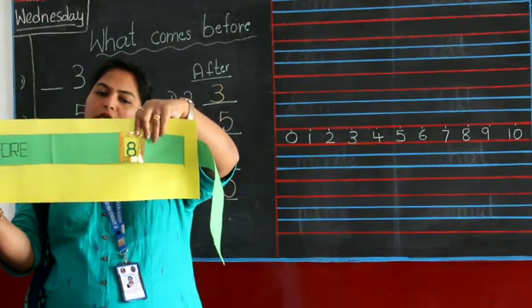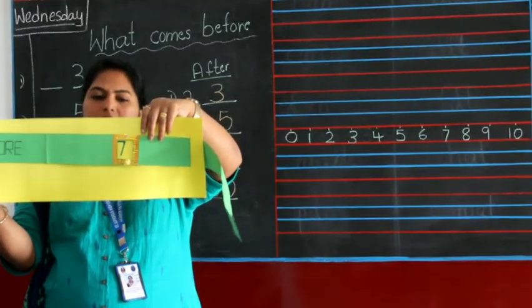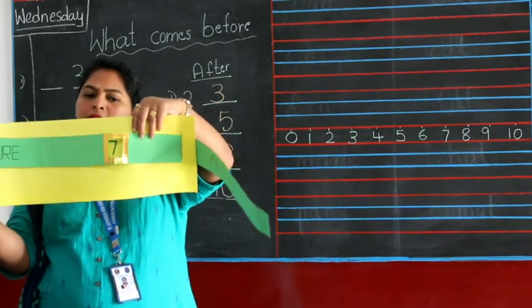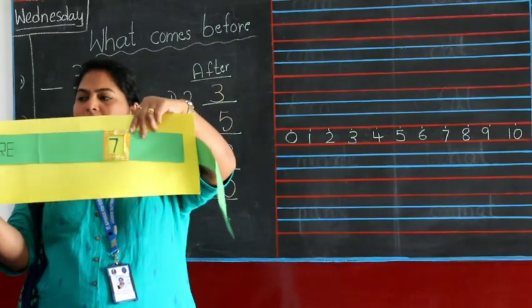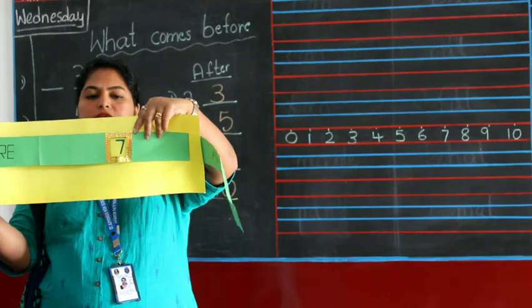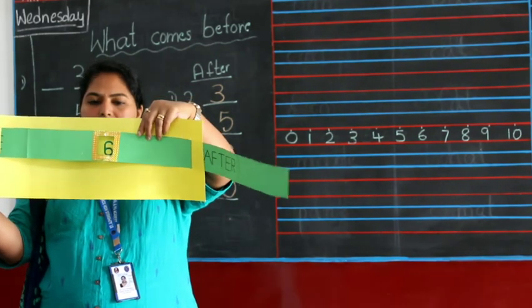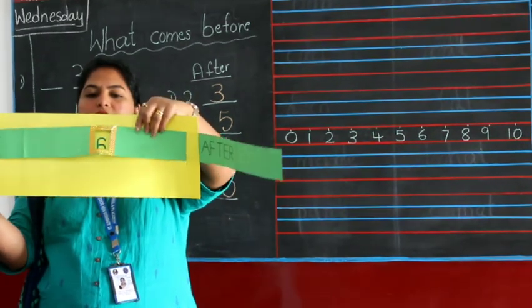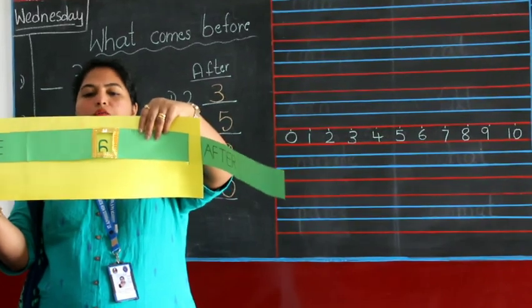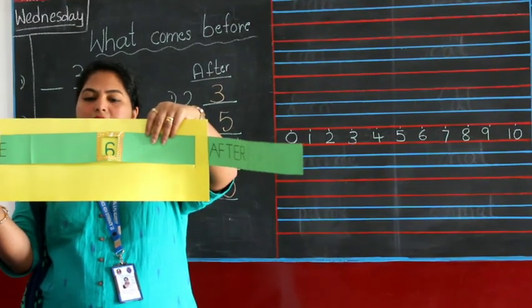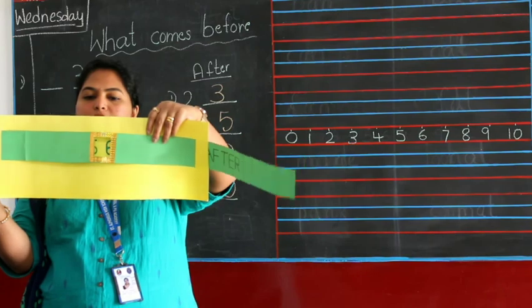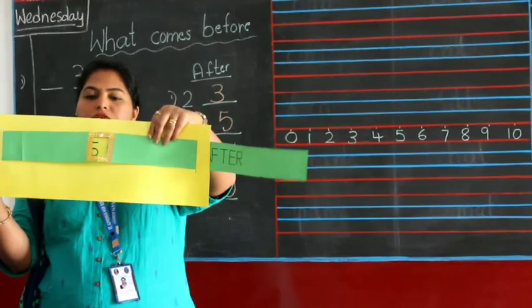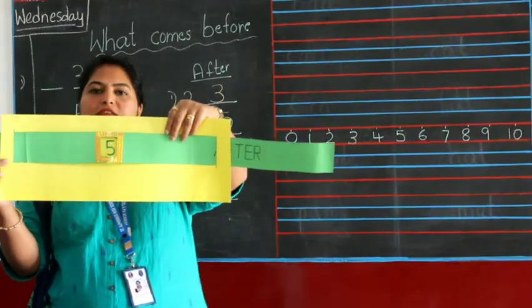What comes before 8? You keep dragging, you will get 7. What comes before 7? Again when you drag this, you will see 6. So what comes before 7 is your 6. What comes before 6? Again you drag on your before side. Here you go. You'll find 5 here.